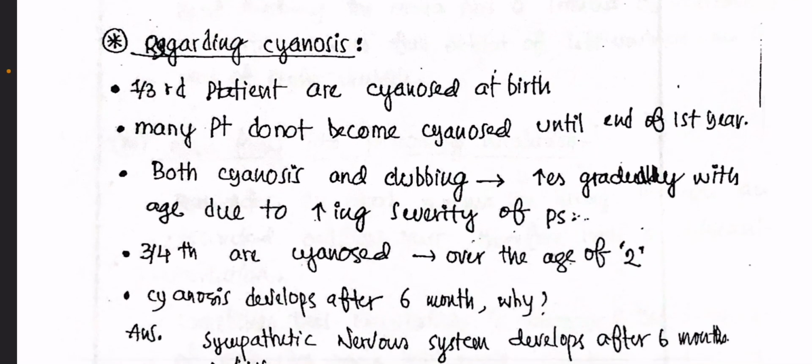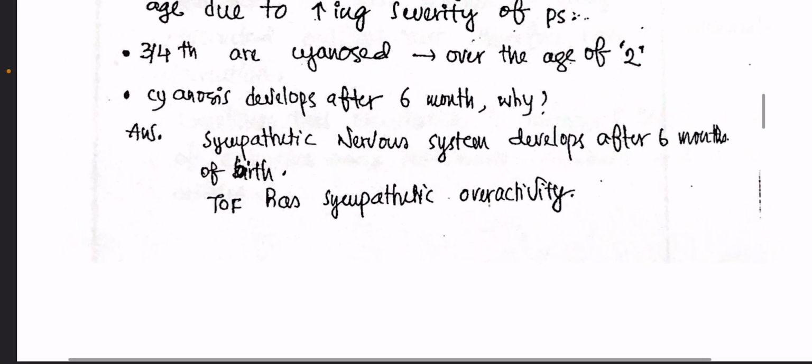Regarding cyanosis, 1/3 of patients are cyanosed at birth. Many patients do not become cyanosed until end of first year. Both cyanosis and clubbing increase gradually with age due to increasing severity of pulmonary stenosis. 3/4 are cyanosed over the age of 2. Cyanosis develops after 6 months. Why? Because the sympathetic nervous system develops after 6 months of birth. TOF has sympathetic overactivity.